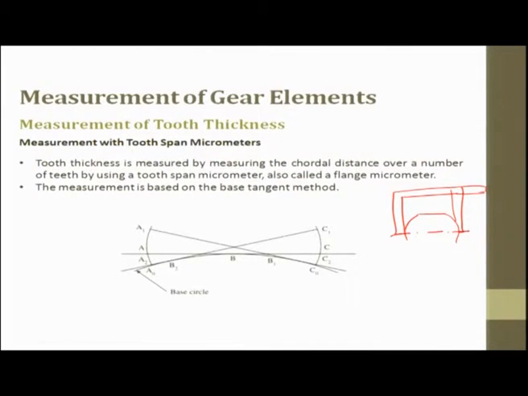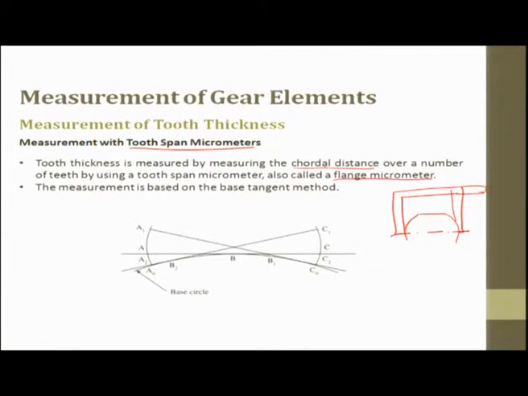There is a tooth span micrometer which is available. We will use that and try to figure out what the tooth thickness is. The tooth thickness is measured by measuring the chordal distance over a number of teeth by using a tooth span micrometer, also called a flange micrometer.